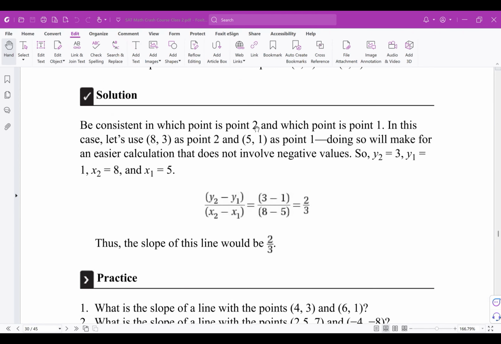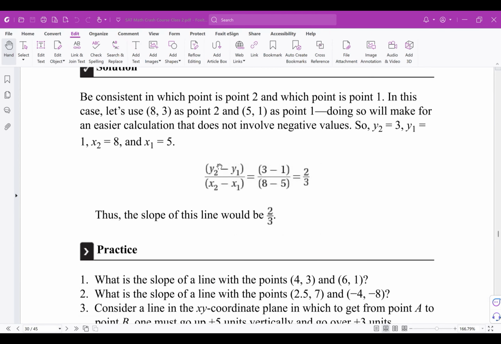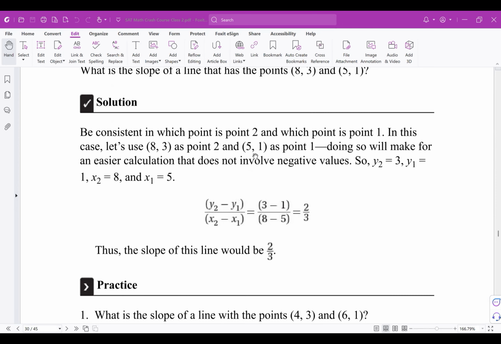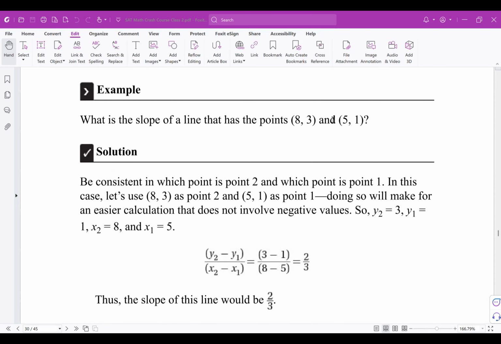So simple, very simple, but please don't make mistakes in the order. y2 minus y1 over x2 minus x1. This is the x1, this is the y1, and this is the x2, and this is the y2.